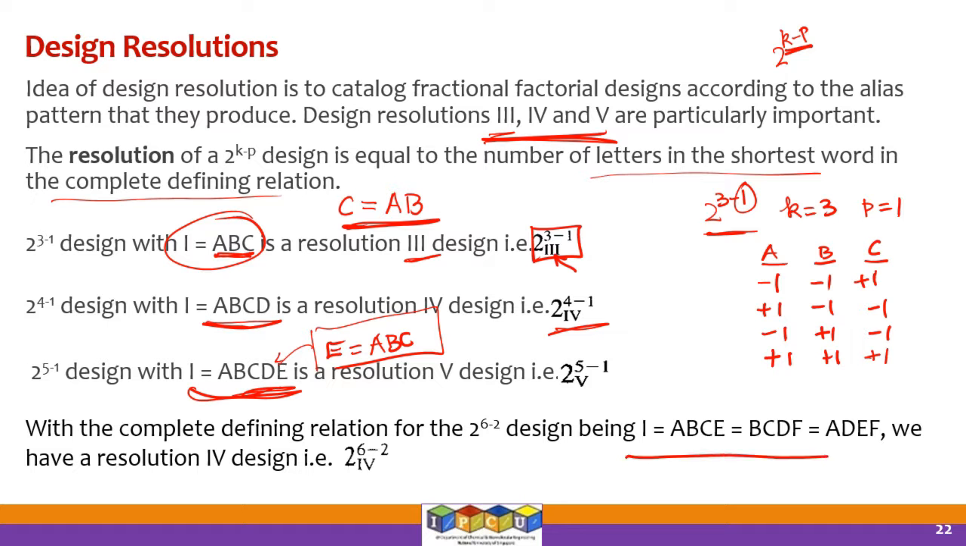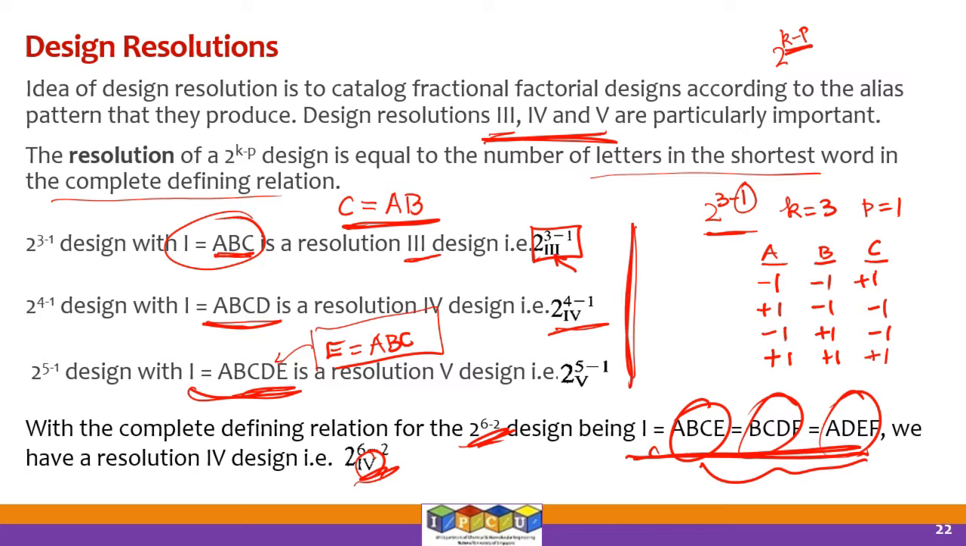A previous example that we saw, a 2 to the power of 6 minus 2 design with these to be the design generators, has a resolution 4 design: 4-letter word, 4-letter word, 4-letter word, and therefore the minimum of these 3 is 4, which is the resolution of the design. So when we go for P more than 1, P equal to 2 or 3 or 4, things become very interesting. For P equal to 1, it's not as interesting.